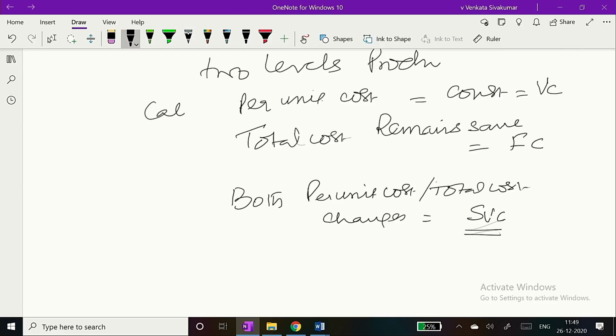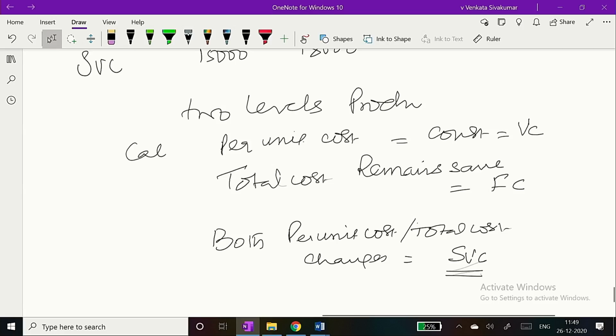Practically, if you are asked to find out this, the first step is to take two levels of production and calculate the per unit cost. If the per unit cost is same, it's called as variable cost. If the total cost remains the same, it's called as fixed cost. Both per unit cost and the total cost vary. That's called as semi-variable cost. Those are the rules.